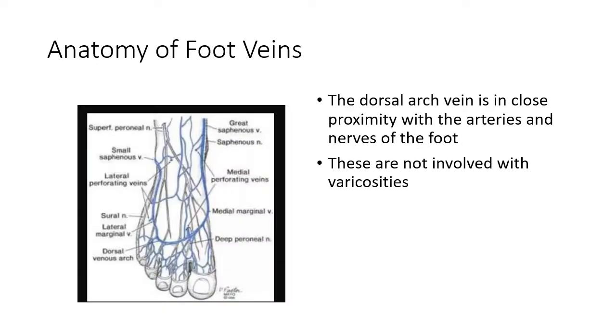Now, the dorsal venous arch and its branches are in close proximity with the arteries and nerves of the foot. As mentioned before, these are not involved with varicosities. Only the superficial veins, the extrafascial veins, that are actually related to branches, either the greater saphenous, small saphenous, or veins on the anterior aspect of the leg, become varicose. They are not in the fascia and surrounded by fat.